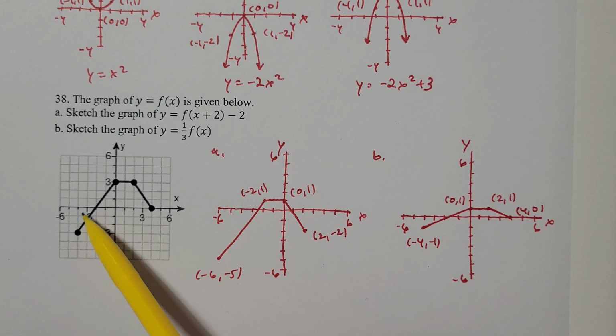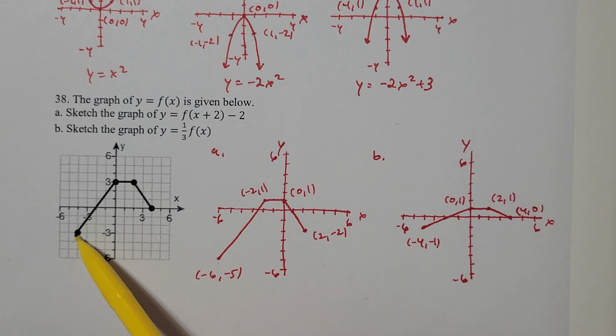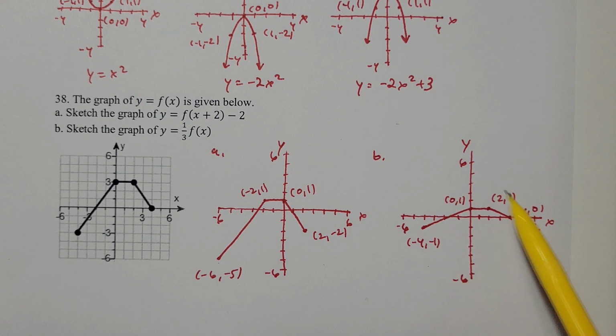Okay. And then here's the point negative 4, negative 3. When I multiply the y value by 1/3, that point is going to be at negative 4, negative 1 on the new graph. Okay, so all the points are going to move. And here's my answer there to part B.